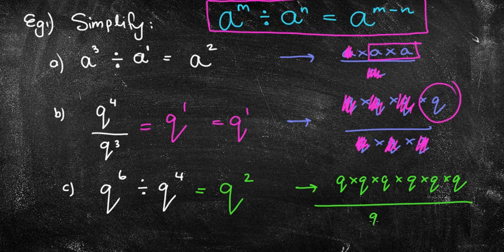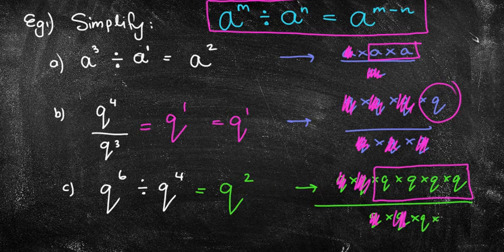All over, I've got 2 of them on the bottom. So if I cancel 1 on top, 1 on bottom, 1 on top, 1 on bottom, look what's left. Q to the power of, ooh, I had 4 on the bottom, didn't I? I nearly mucked that up.